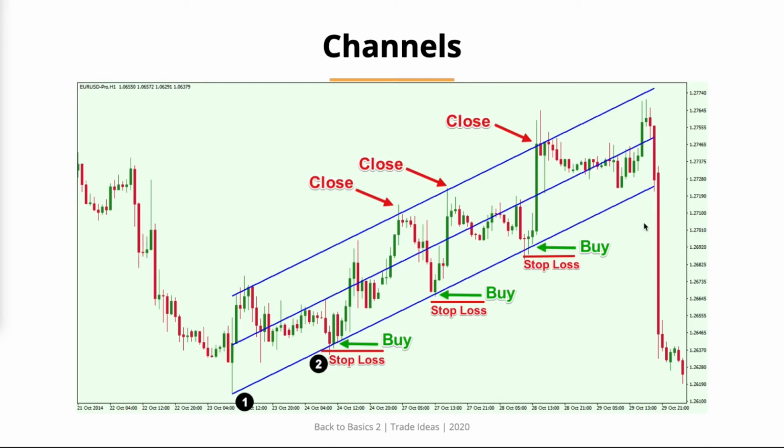But the guy, if you executed this perfectly, you would have made more. Again, it's going to be up to you. And then again, some people don't like to trade within the channel at all. They only trade outside the channel, on the exit of the channel.